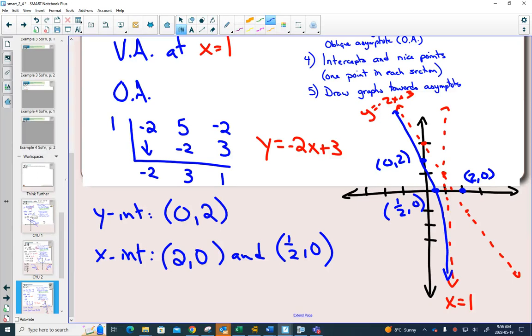Now, when we say we have a point in each section, only the vertical asymptote separates things into sections, not the oblique asymptote. So sometimes students say, oh, I don't have any point in this section down here in the right-hand corner. But we're only looking to the right of this. We have this point here, so we have enough to go up towards the asymptote in both directions.